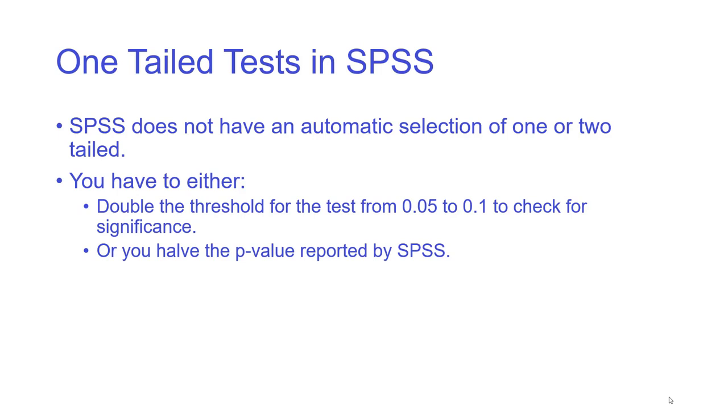Now, unfortunately, SPSS does not have a button you can click to say, I want to do a one-tailed test instead of a two-tailed test. So what it will do is calculate the p-value for the two-tailed test. So you either have to change the threshold that you want it to be below to 0.1, which is the same as having 0.05 at either end, or you halve the p-value that is reported by SPSS. Either way, you then compare it to the 0.05 or 0.01 to see if you're significant.